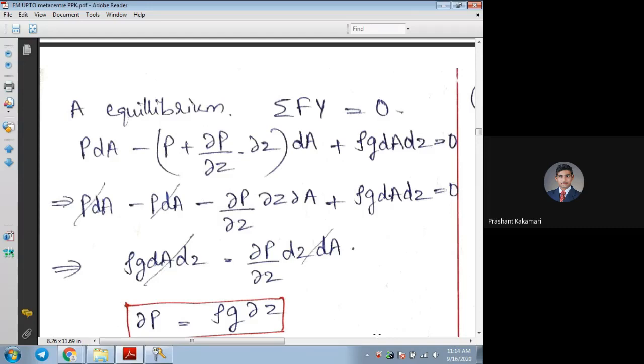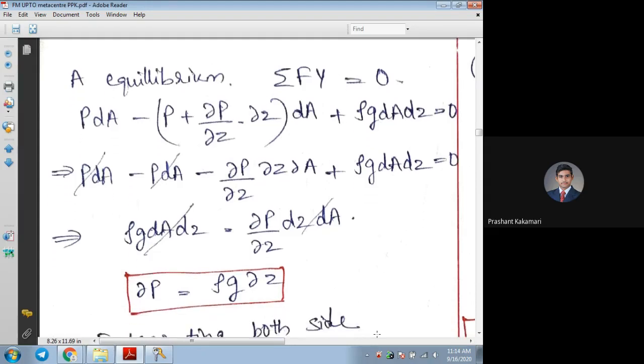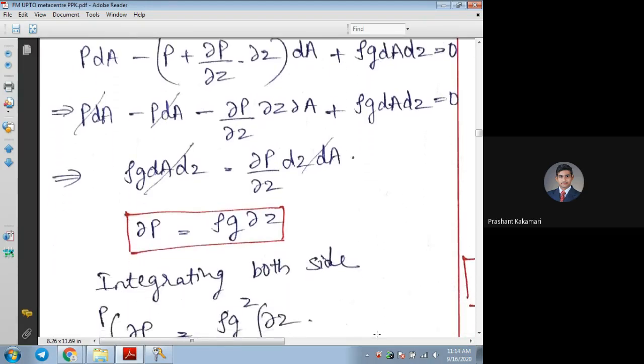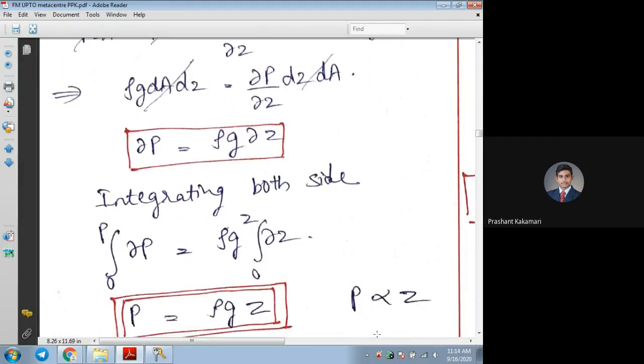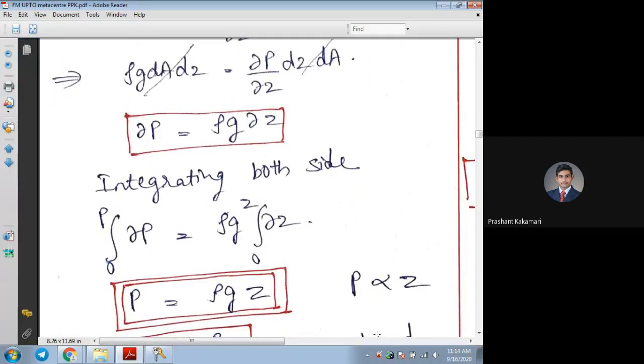That itself is a hydrostatic law. But before that, to understand the hydrostatic law, whenever there is a change in pressure for a bulk mass of liquid in a big tank, it changes because of the change in height, that is del Z, and specific weight rho g. Is that clear? So now I'll integrate. I'll tell that pressure force acting at any given point in the liquid.